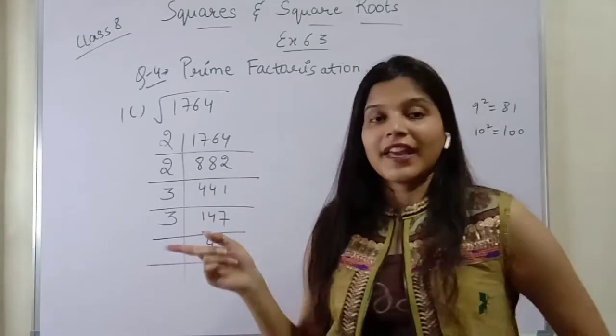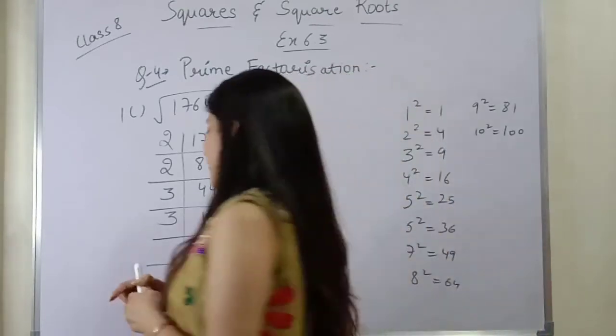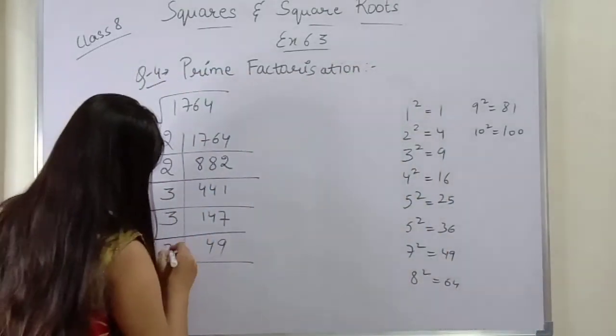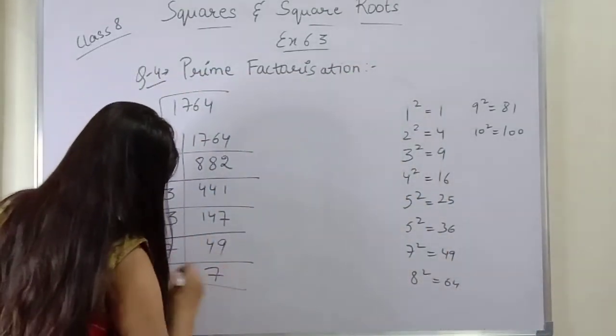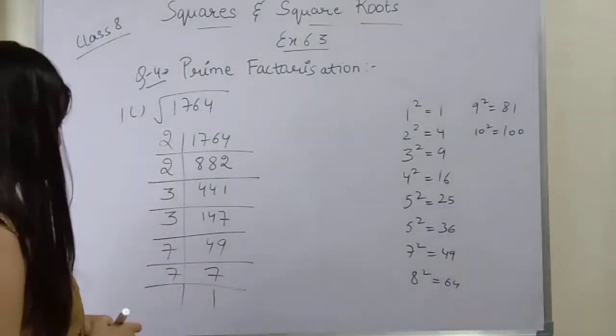4 no, 5 no, 6 no, 7. 7 7s are 49. We all know that 49 is the square of 7. Now 7 1s are 7. Now with this we have completed this question.